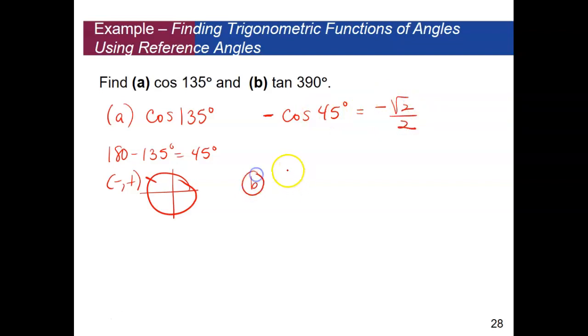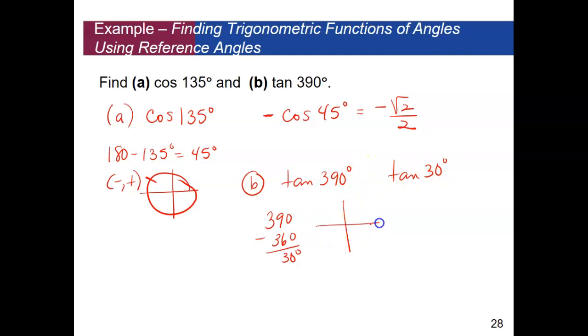Okay, for part B, we've got the tangent of 390. So we want to rewrite it in terms of a reference angle. So if I do 390 minus 360, we'll get 30 degrees. So we want to rewrite it as tangent of 30 degrees. So we know that 30 degrees is in the first quadrant. So these are actually going to be equal to each other because this is a positive angle that is its own reference angle.